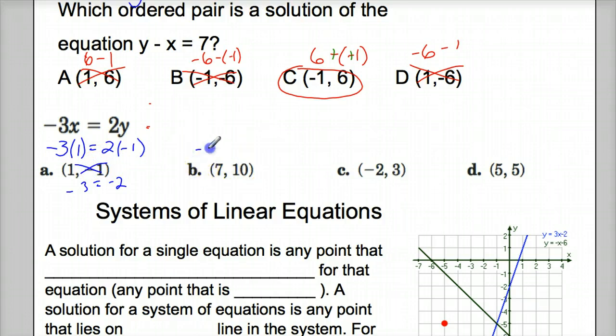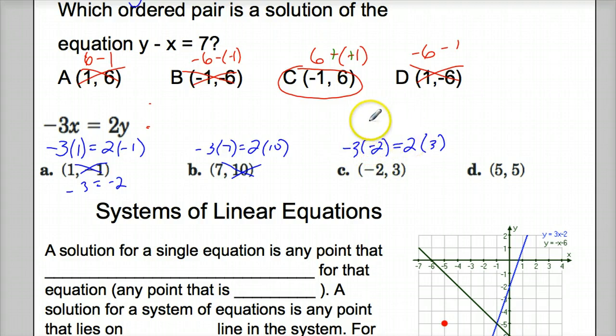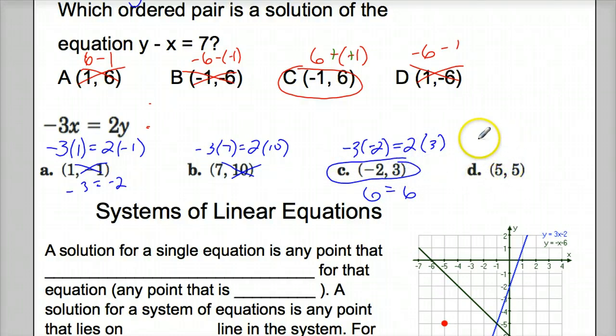Okay, so let's try this one here. (7, 10). Negative 3 times 7, does that equal 2 times 10? No, this is negative 21 and this is positive 20. So no, that's not correct. C, negative 3 times negative 2, does that equal 2 times 3? Well, yeah, because negative 3 times negative 2 is 6, and that equals 2 times 3. Does 6 equal 6? Yes, it does. So there's our solution.